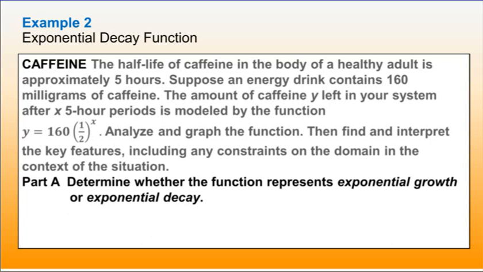Next, the half-life of caffeine in the body of a healthy adult is approximately 5 hours. Suppose that an energy drink contains 160 milligrams of caffeine. The amount of caffeine y left in your system after x 5-hour periods is modeled by the function y equals 160 times one half to the x power. Analyze and graph the function, then find and interpret the key features, including any constraints on the domain in the context of the situation.